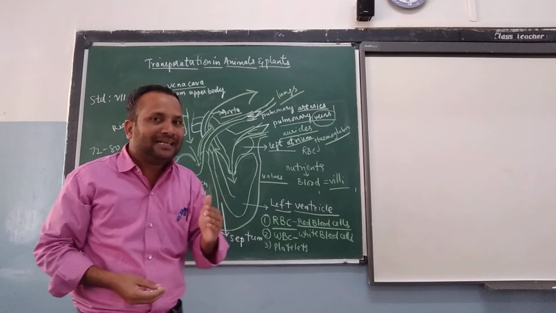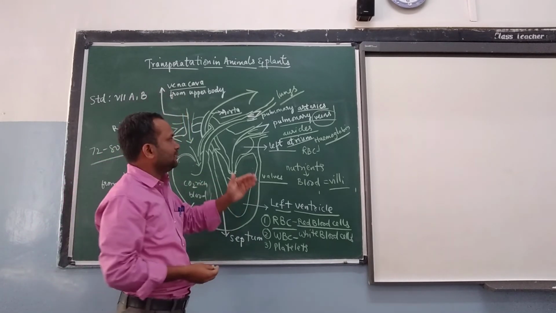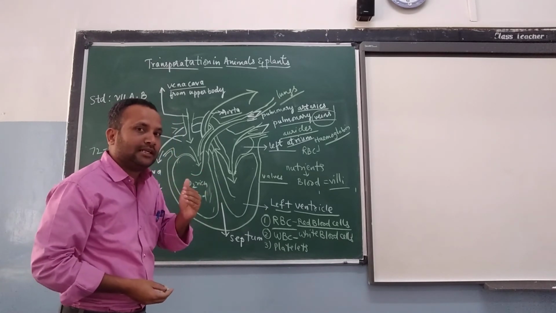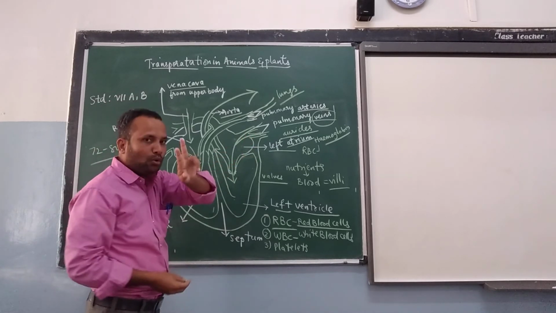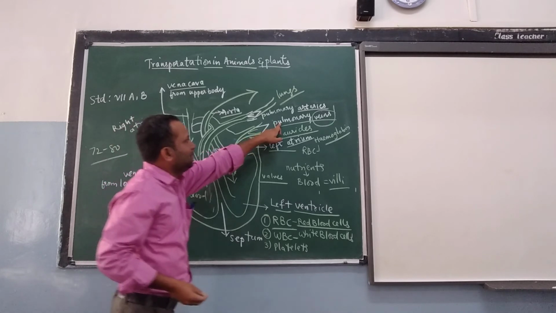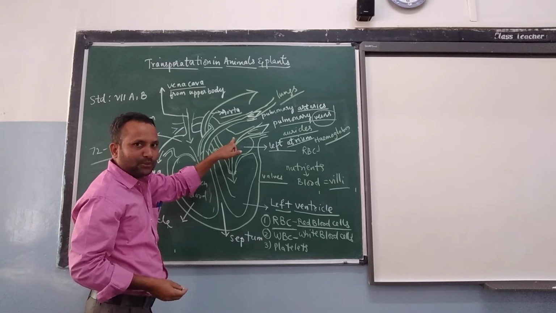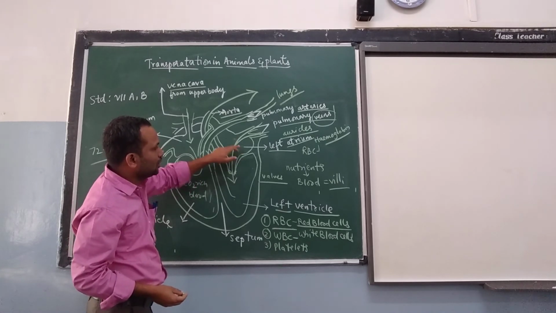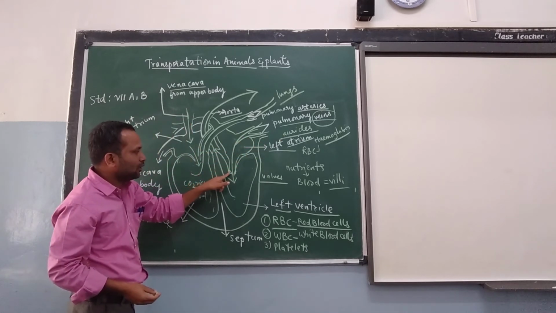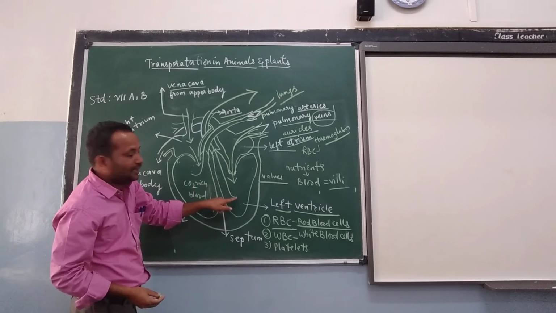Oxygen rich blood, from where is it going to enter our heart? It is going to enter our heart through 2 pipes, the pulmonary veins. The oxygen rich blood will enter the top part, the left auricle. We have 2 gates, and the gates will open. It will enter the left ventricle.